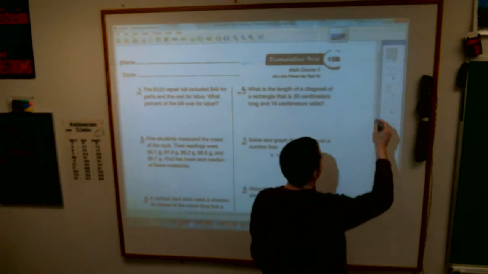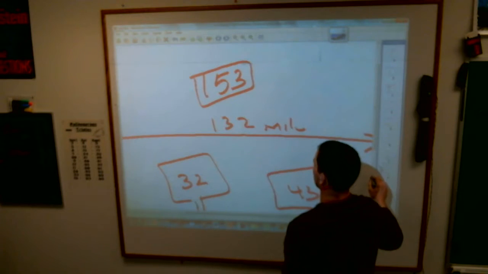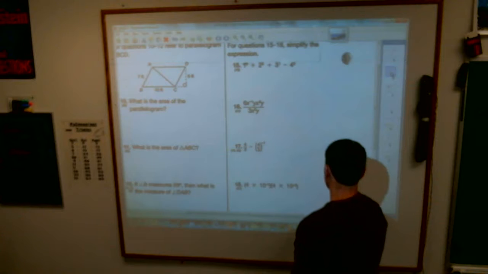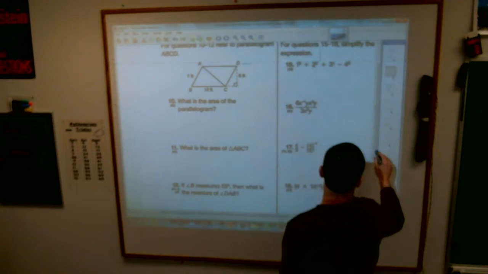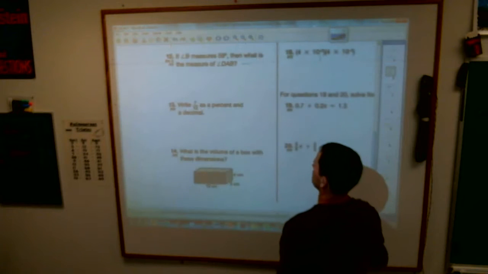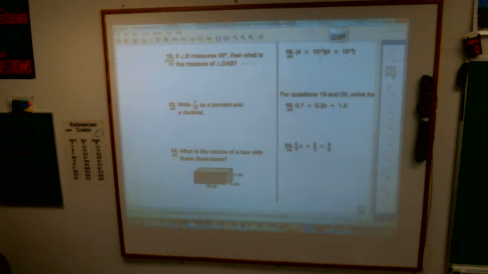Here, this problem on the back, because most of you missed this one. Only a couple of you got this one right. This one where you're supposed to change 7/12 to a percent and a decimal. Let me just give you the straight up answer.